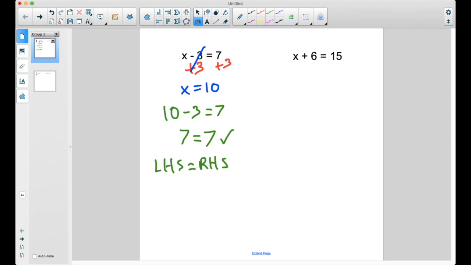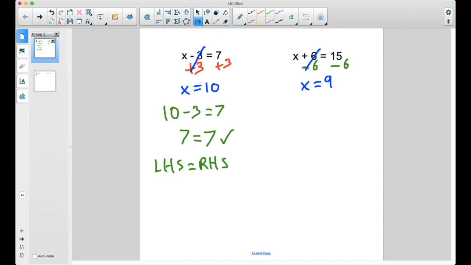Our first step here is to get that x by itself. Since we're adding 6 to x currently, I'm going to do the opposite operation, which is to subtract 6. Since I'm subtracting 6 from the left side, I will also subtract 6 from the right side. On the left side, I have positive 6 minus 6. Those will cancel each other out. And on the right side, I'll have 15 minus 6, which is equal to 9.